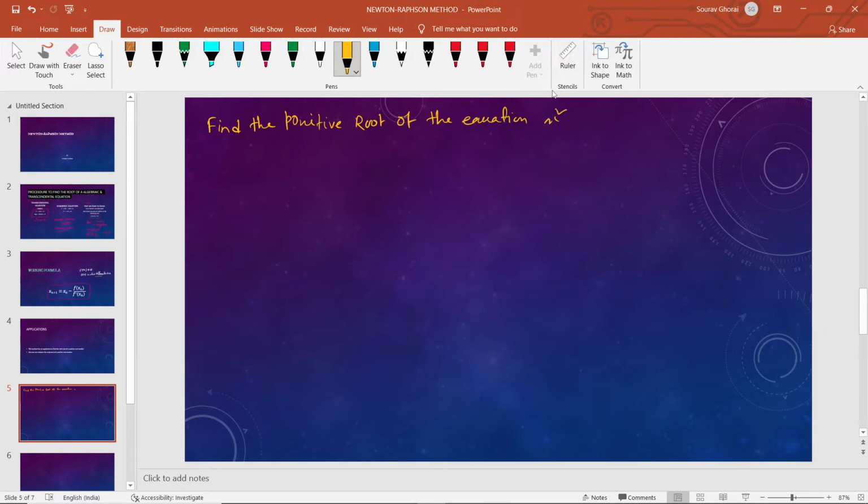x square plus 2x minus 2 is equal to 0 using the Newton-Raphson method. In short, we can write NR method. Now the question is how can we solve it? First of all, we have to choose the interval. Suppose we let f of x is equal to x square plus 2x minus 2. Here we have to find the positive real root.